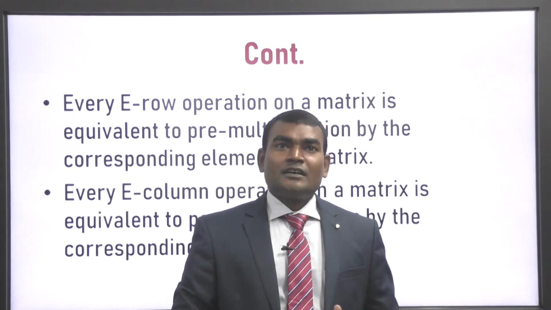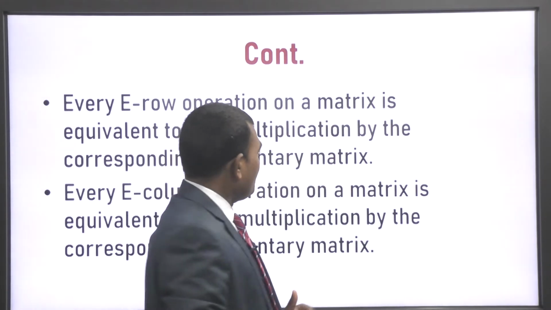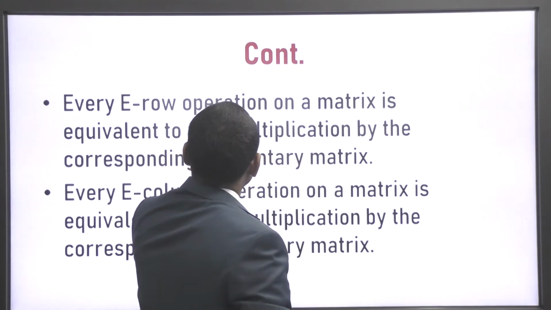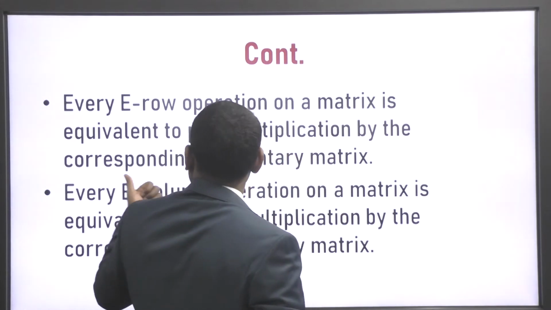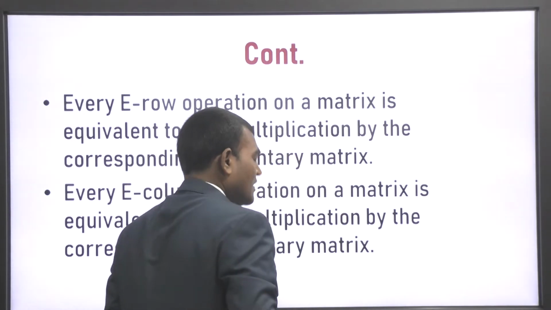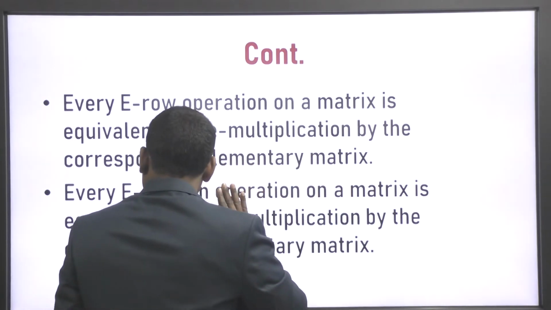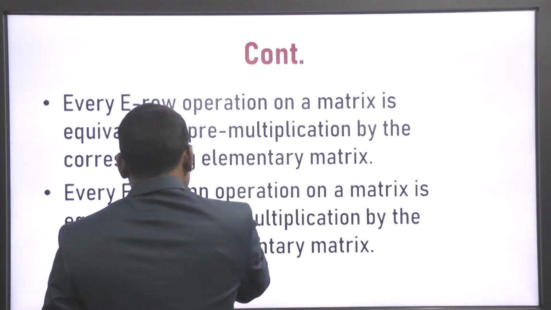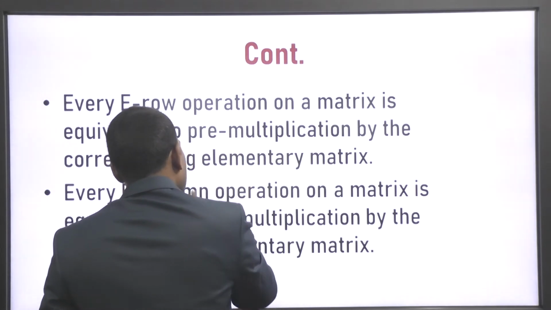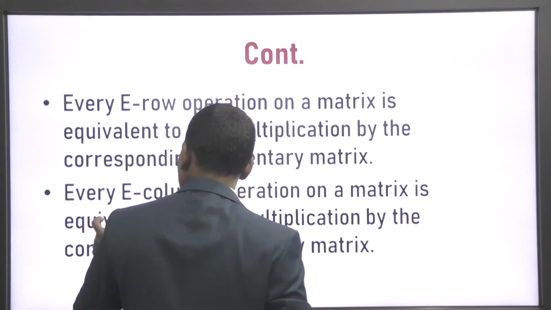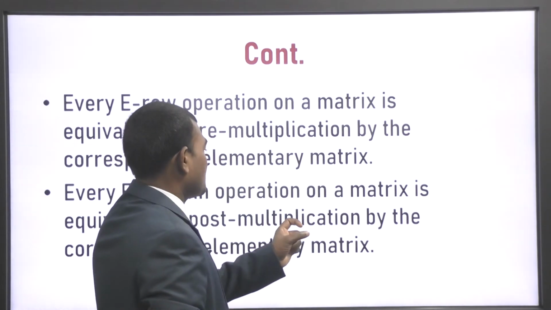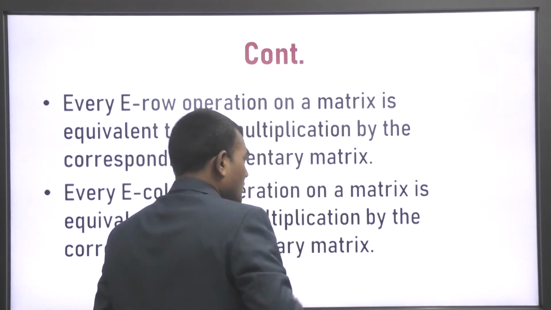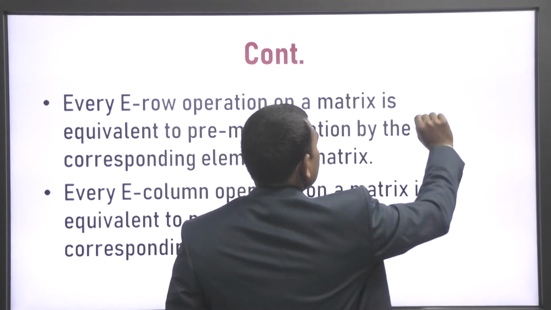Now, the third result is that every elementary row operation on a matrix A is equivalent to pre-multiplication by the corresponding elementary matrix, and the same result holds for column transformation also. Every elementary column operation on a matrix is equivalent to post multiplication by the corresponding elementary matrix. Yes, these results will be applied in this case.